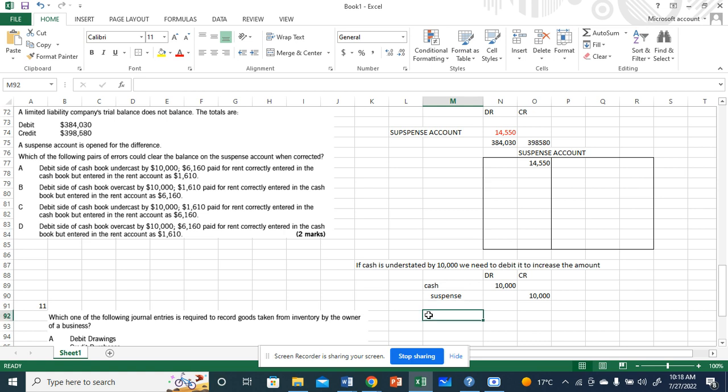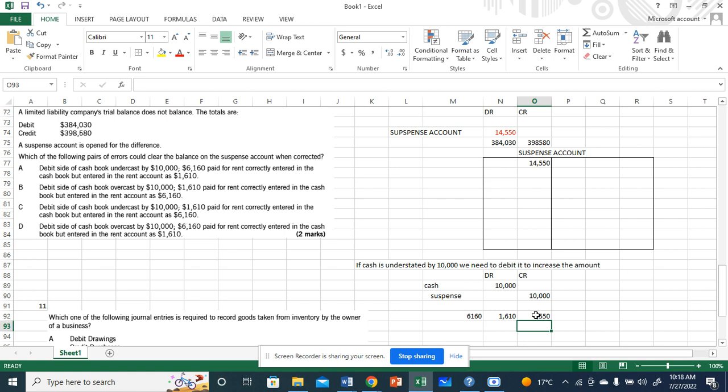All right, so we're going to say 6,160 minus 1,610, to find the difference, because our rent account has been understated. 4,550. So our rent account has been understated by 4,550.